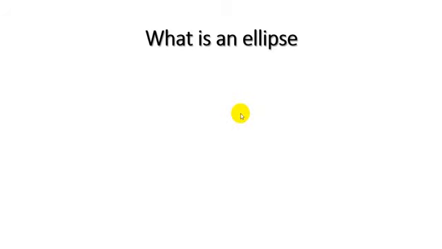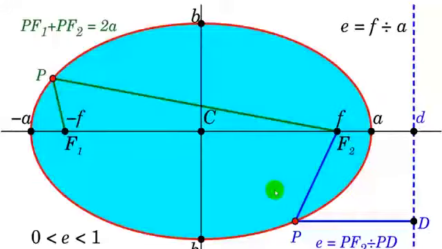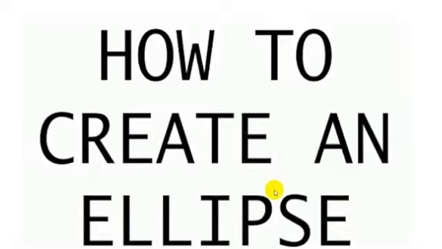Let's see what an ellipse is. An ellipse is the geometric locus of a point moving in the plane so that the sum of its distances from two fixed points in the plane is constant, and the two fixed points are known as the ellipse foci. How to create an ellipse?